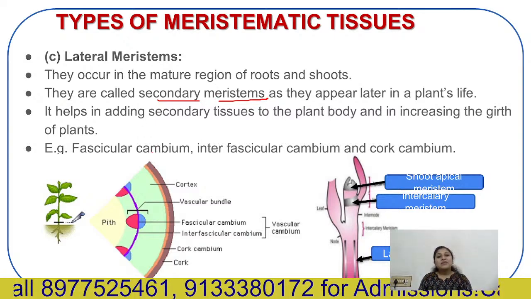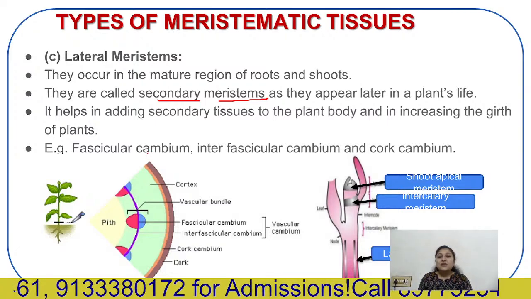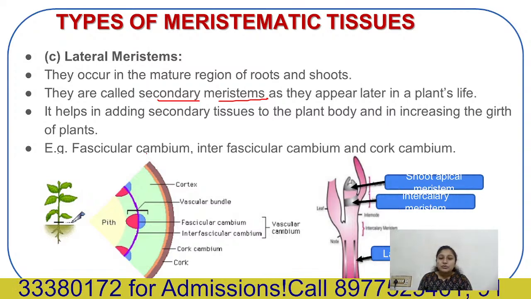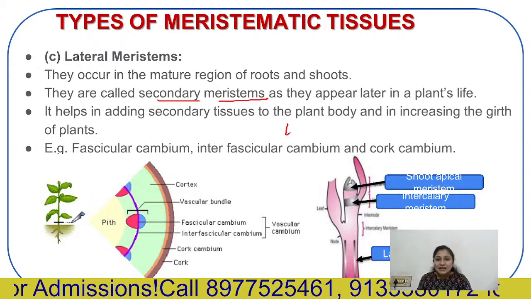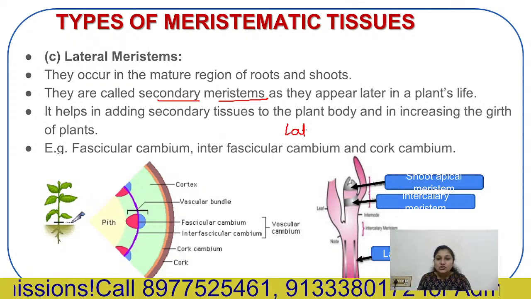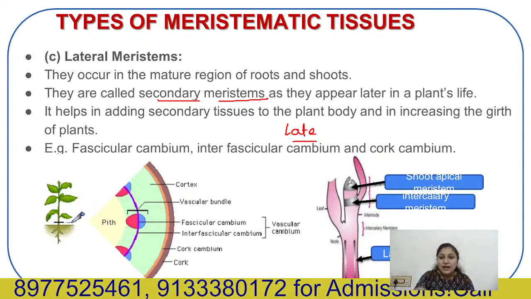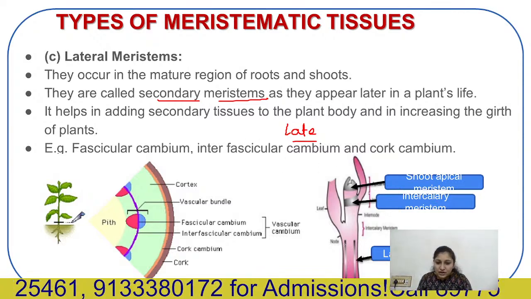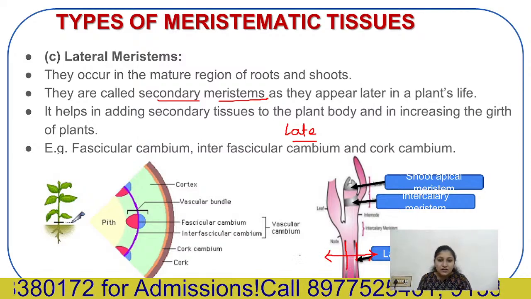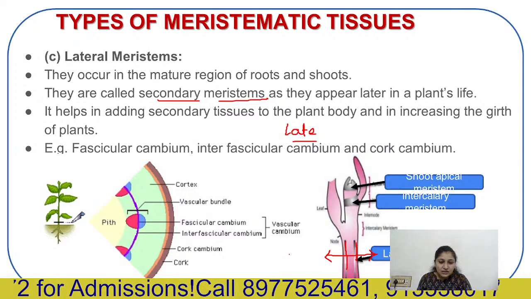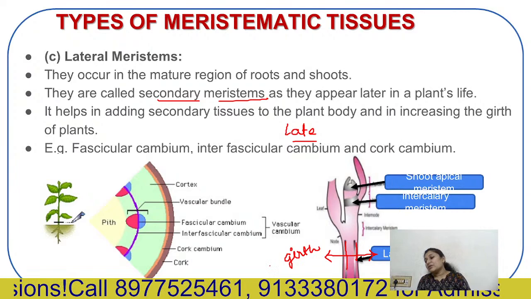The types of lateral meristem are fascicular cambium, interfascicular cambium, and cork cambium. These three types of lateral meristem appear in the late stage, which is why they are called secondary meristem, and they are responsible for increasing the girth of roots or stem.